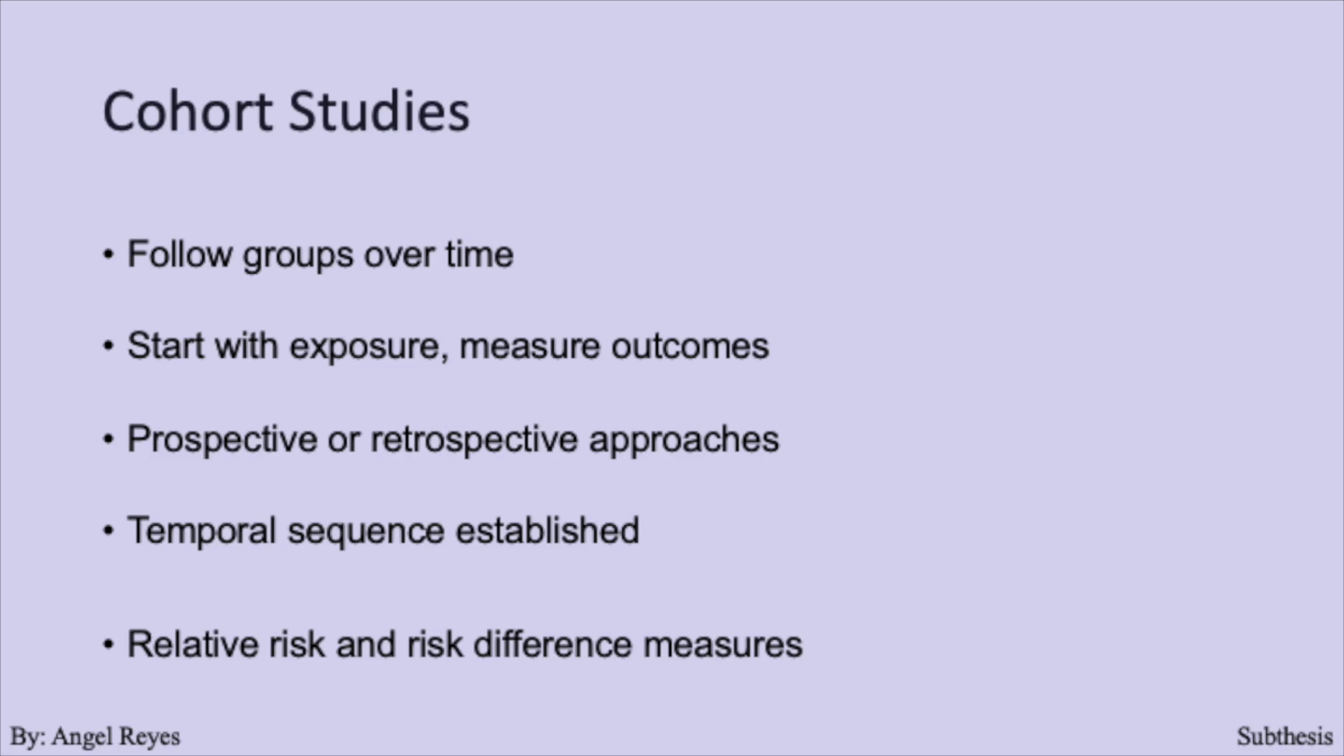A key strength of cohort studies is their ability to establish temporal sequence, confirming that exposures preceded outcomes. Results are typically expressed as relative risk or risk difference, directly estimating the risk associated with exposures. While cohort studies require significant resources and time, particularly prospective designs, they provide some of the strongest observational evidence for causal relationships in healthcare research.